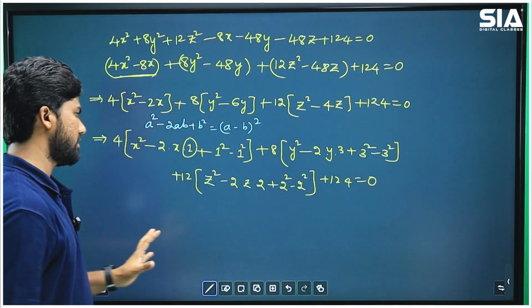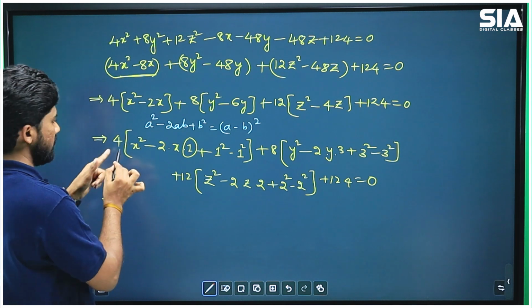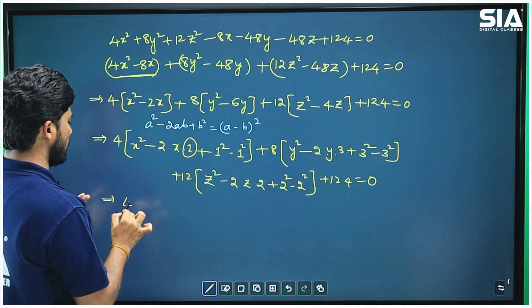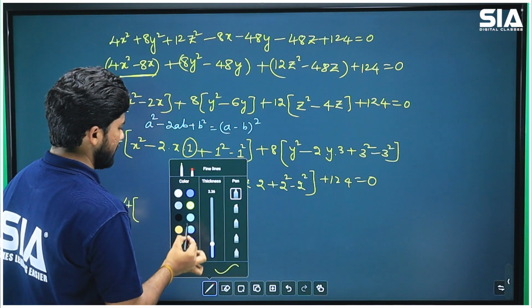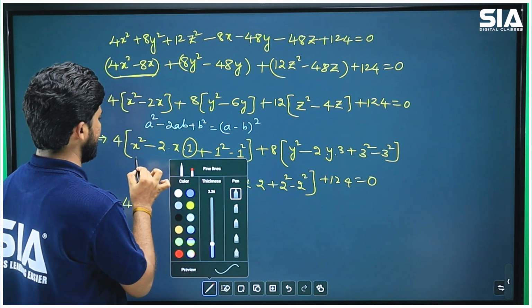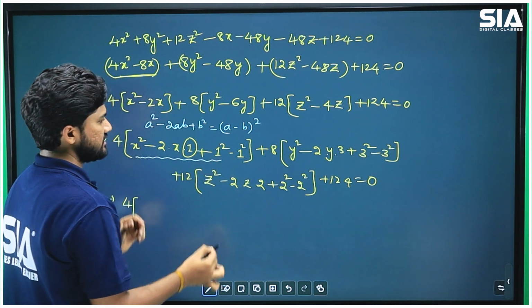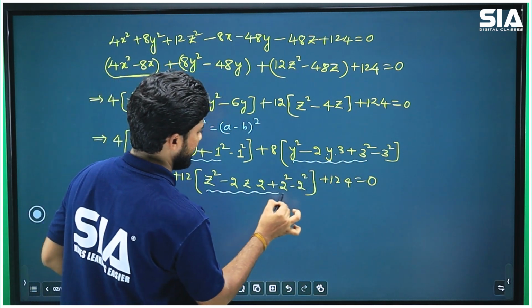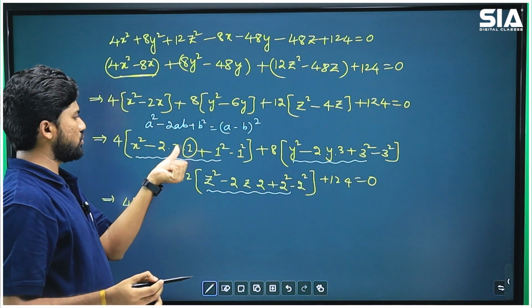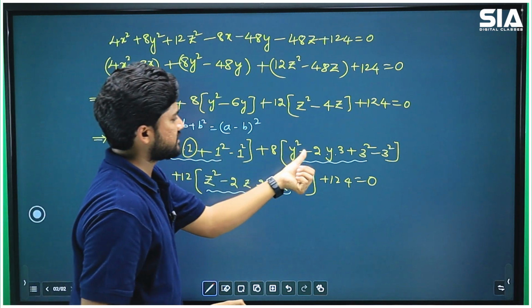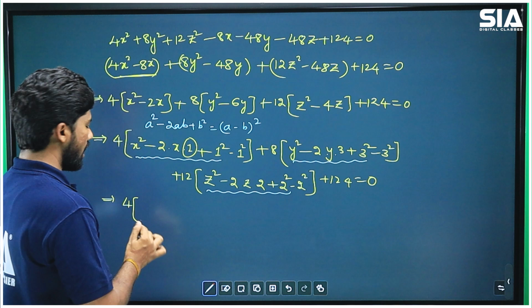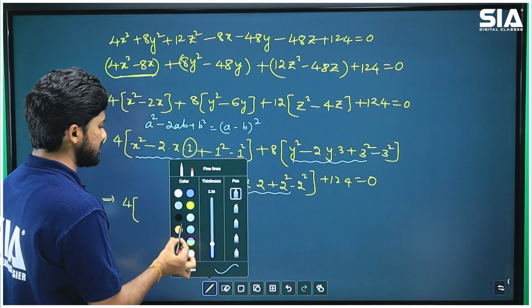That's it, completed. Now multiply with the corresponding values 4, 8 and 12. Before going to multiply, see here the first 3 terms, and here you can observe the first 3 terms: a square minus 2ab plus b square, a square minus 2ab plus b square, same, a square minus 2ab plus b square. How can we write that value? A minus b whole square.